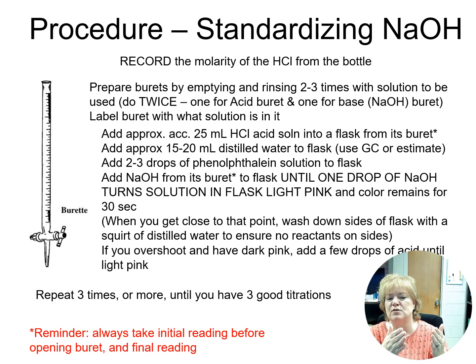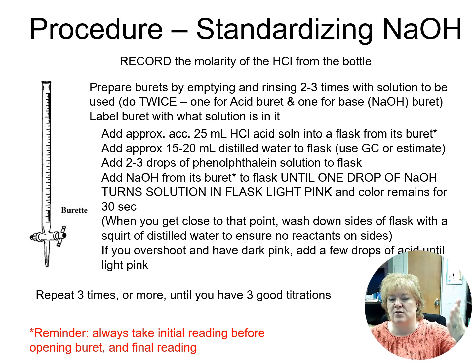Then you're going to use the burette and add approximately accurately 25 milliliters. Just a reminder, approximately accurately means it can be approximately 25 milliliters, but I better know it accurately. So don't tell me 25, tell me 24.97 or 25.02. So whatever it is, make sure you're recording it. Make sure you record your initial and final burette volumes.